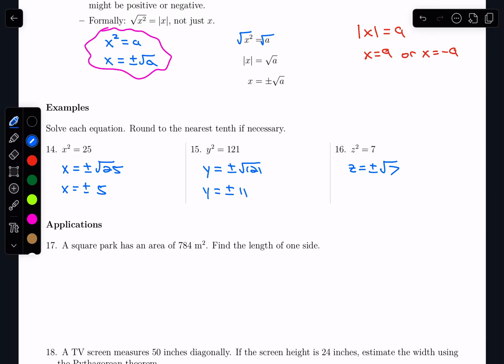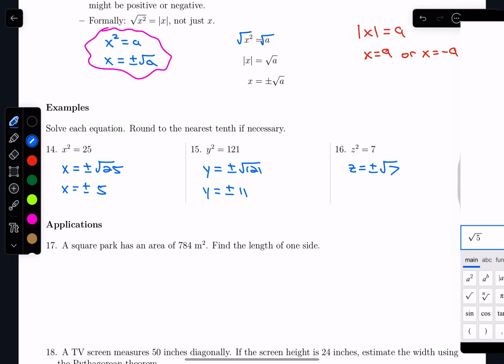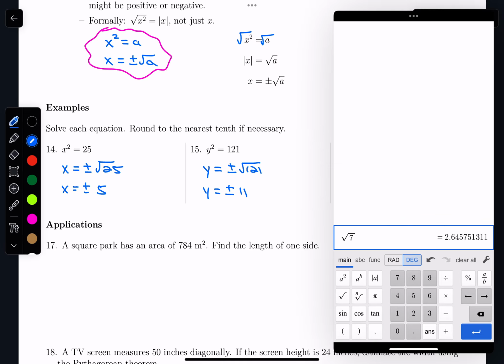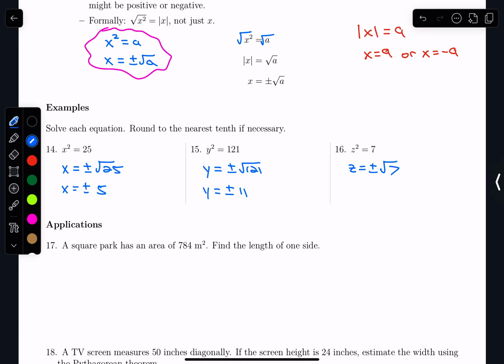But because this question specifically says to round to the nearest tenth, we are going to go ahead and get a decimal approximation for square root 7, which is 2.6457. Keep going. And we're going to round that to the nearest tenth. So it's going to be 2.6 because the number next to the 6 is a 4. So I'll keep it at 2.6. And my answer will be z equals plus or minus 2.6. And because I just approximated, I'm actually going to change my equals to approximately, this wavy equal sign. Z is approximately positive or negative 2.6.